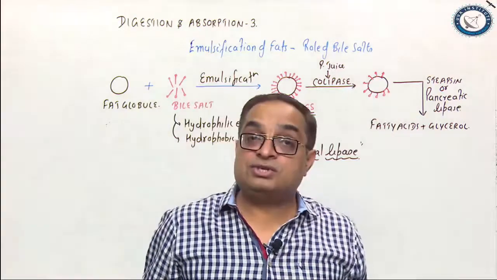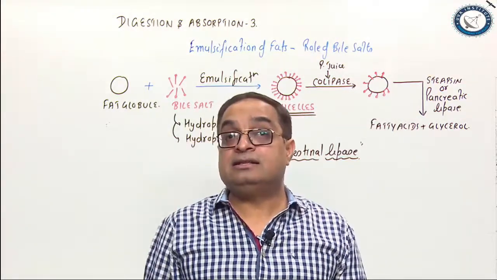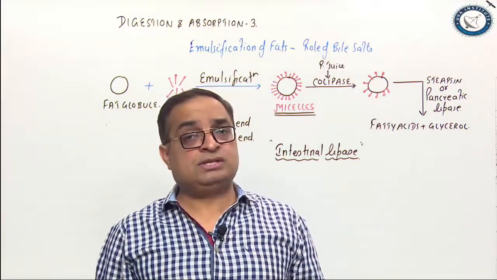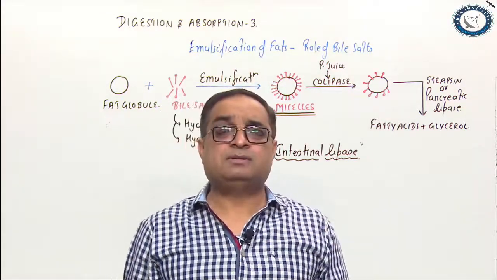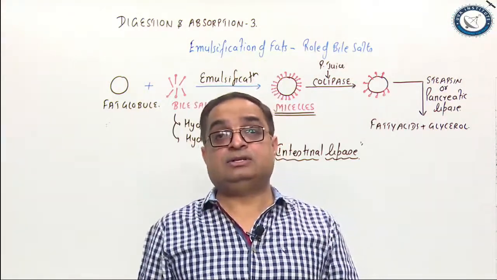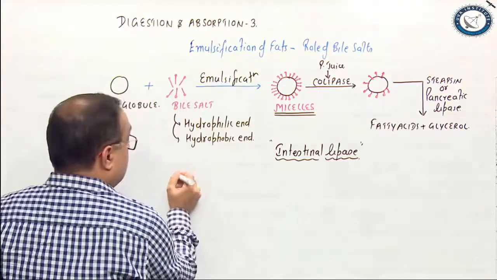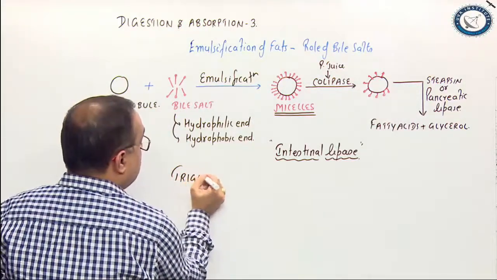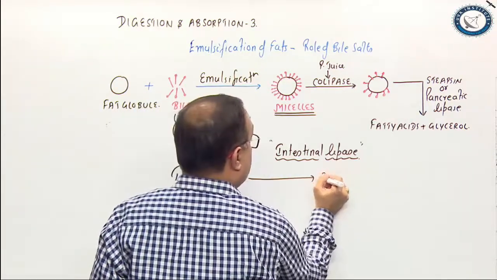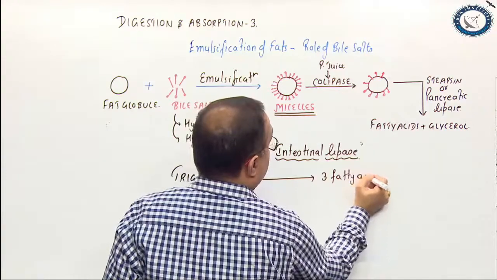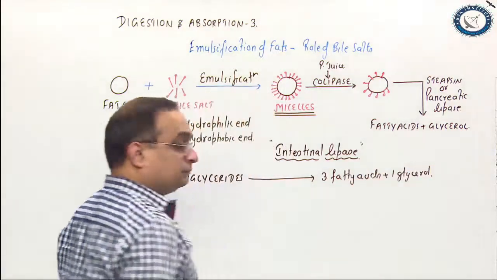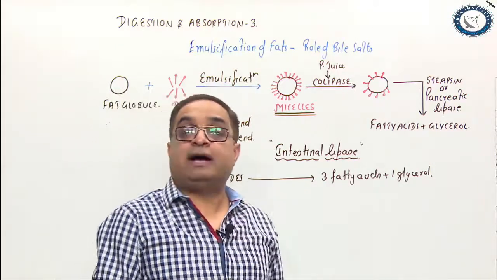Where did the fat digestion start? It started in the stomach, a little bit, by lingual lipase enzyme, which is there in the saliva, approximately 20% of fats in the stomach, and the rest in the small intestine. So, the main site of fat digestion is the small intestine. What are the main fats of the diet? The main fats of our daily diet are triglycerides, which are broken into 3 fatty acids and 1 glycerol, right? That was about fat digestion.